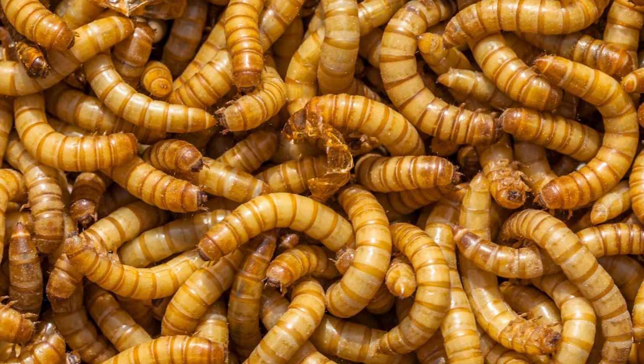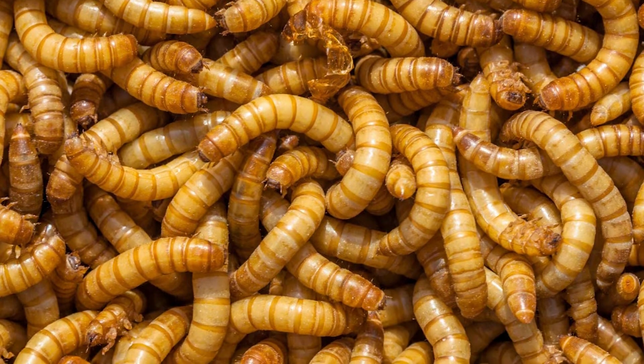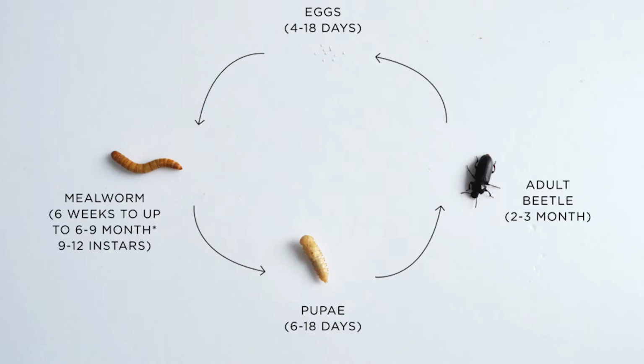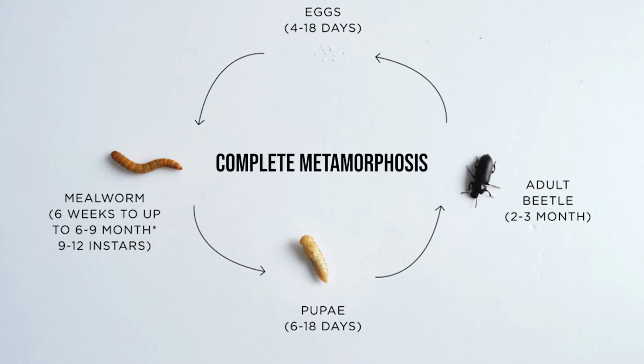Mealworms aren't actually worms at all. They're the larva stage of the darkling beetle. To get from larva to adult, they had to make a complete change in what they look like. That happened in the pupa stage. So, mealworms undergo complete metamorphosis. That means they have 4 stages: egg, larva, pupa, and adult.